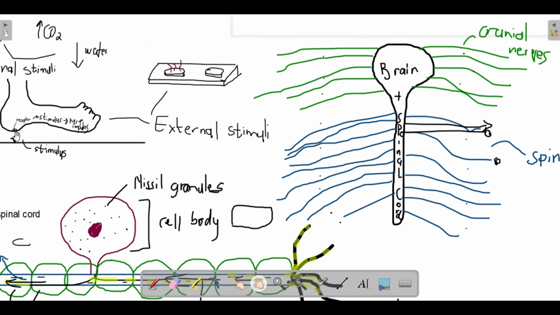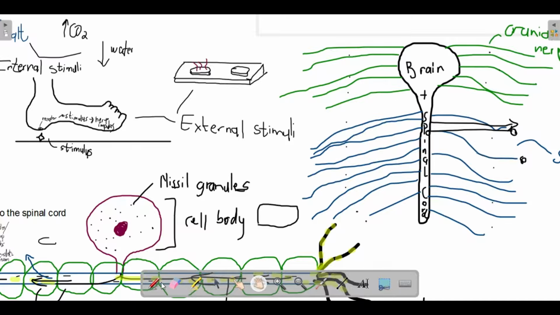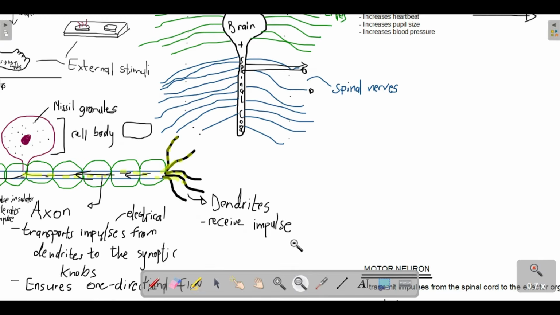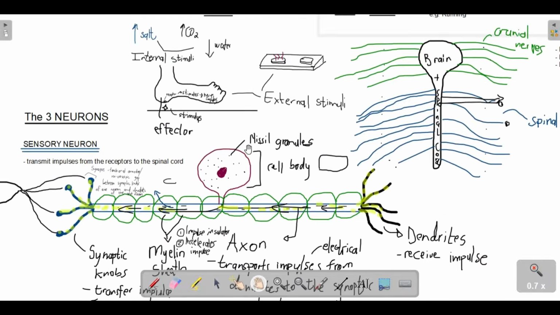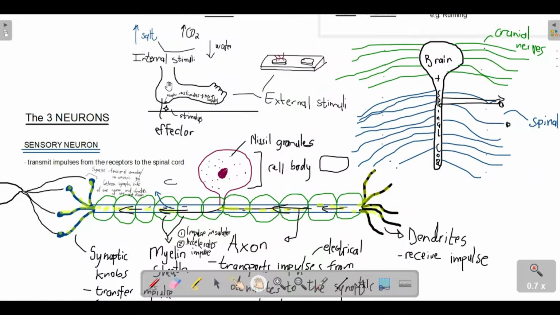We call the muscles that will respond effectors. These are the muscles that will respond by contracting. They are going to contract and therefore cause your foot to be lifted up or to move away from that pointy object. Motor neurons are the only neurons that are connected to effector organs or effector muscles, the muscle that is going to contract and hence result in you removing whatever part of the body is exposed to the harm.